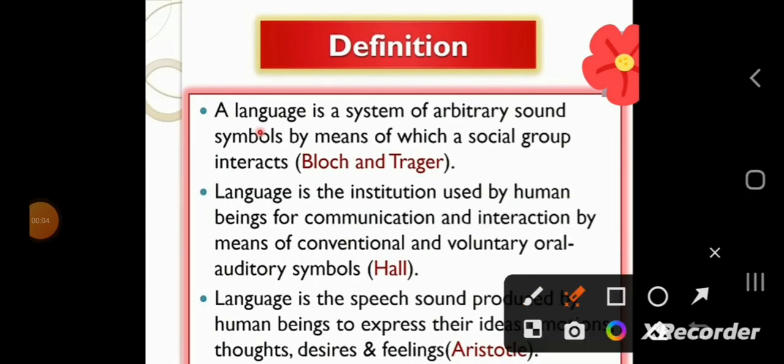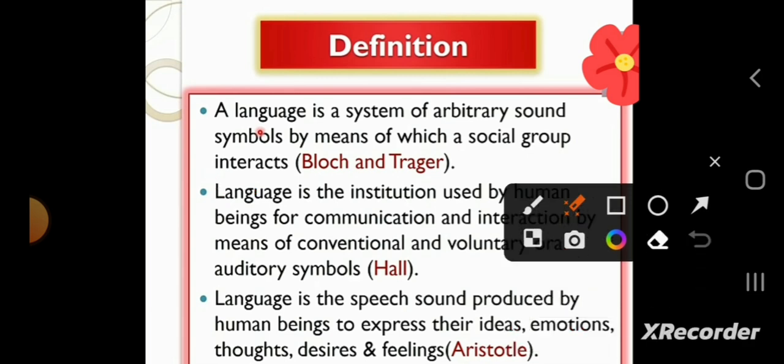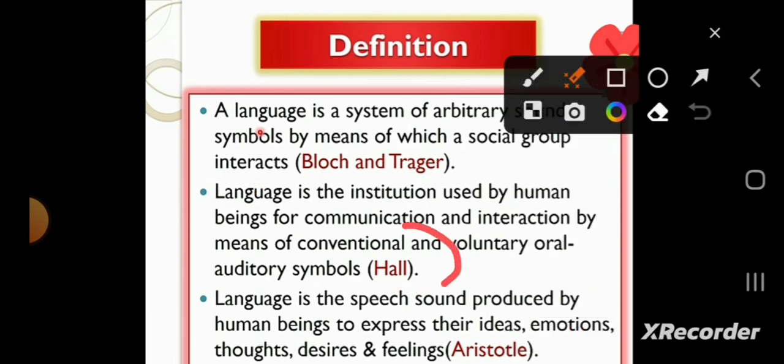Definition. A language is a system of arbitrary sound symbols by means of which a social group interacts. Next, according to Hall, language is an institution used by human beings for communication and interaction by means of conventional and voluntary oral auditory symbols. According to Aristotle, language is the speech sound produced by human beings to express their ideas, emotions, thoughts, desires, and feelings.